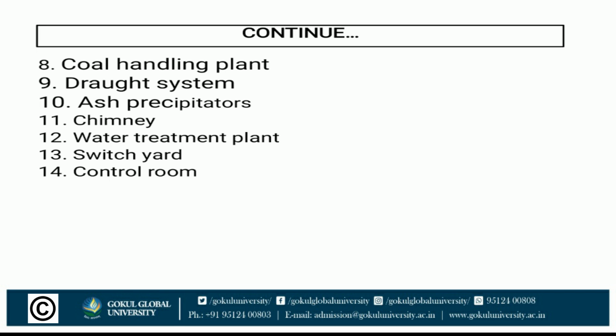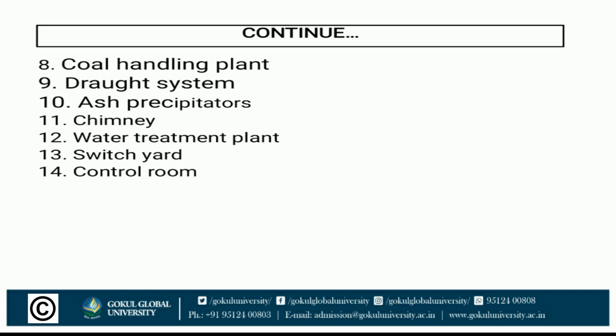Next one, draught system. The function of draught system is to create the pressure difference which is required to introduce the desired quantity of air to the boiler furnace and to carry away the burnt products of combustion and discharge them to atmosphere. FD fan, means forced draft fan. FD fan is placed in front of the boiler and it is used to push the air through the air preheater and then the furnace of the boiler.